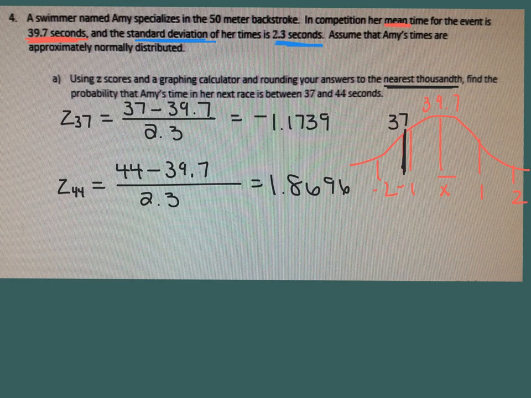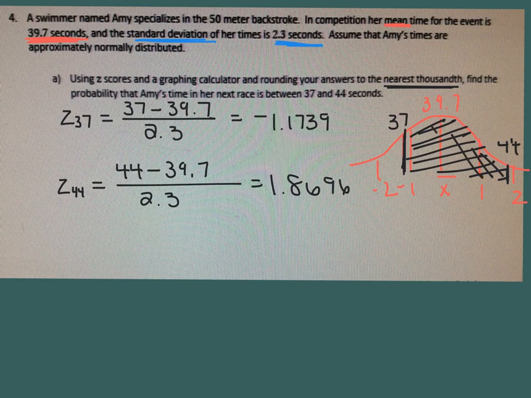It's below her mean time. And then 44 seconds would fall approximately 1.8696 above the mean, so somewhere up over here. That's where 44 would lie. If we want to find the probability that she gets between these scores, we're trying to figure out what percent of the curve falls in between these two numbers. Because it's not an exact value on the bottom of our normal distribution curve, we're going to have to use our calculators to do this.